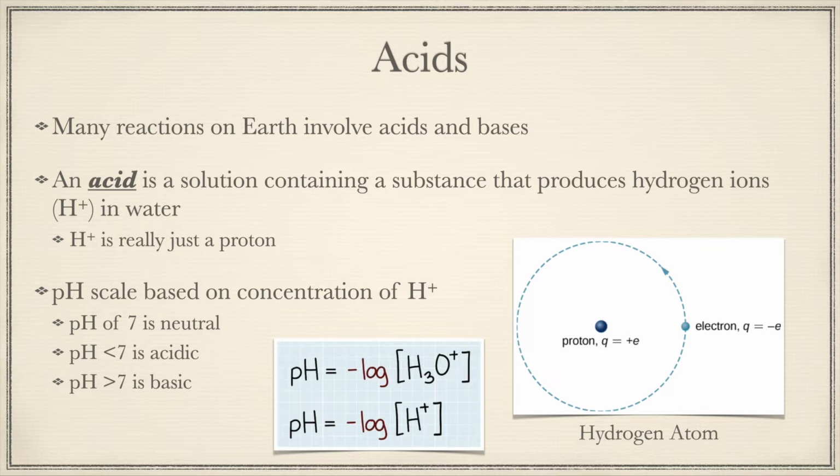Now, acids. Many reactions on Earth involve acids and bases, so acids and bases are kind of opposites of each other. So an acid is a solution containing a substance that produces hydrogen ions in water. Hydrogen ion is an H+, which is really just a proton. This is our hydrogen atom over here. We have a proton and an electron. If we have an H+, that means we've lost this electron. So we've lost this electron here, so what we're left with is that single proton.